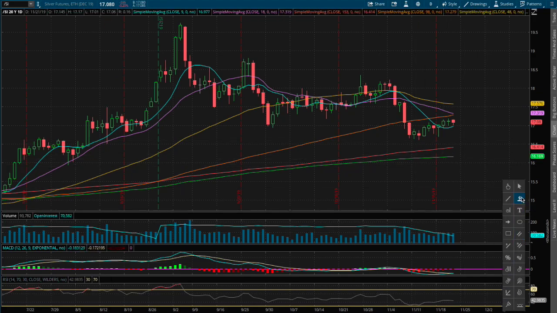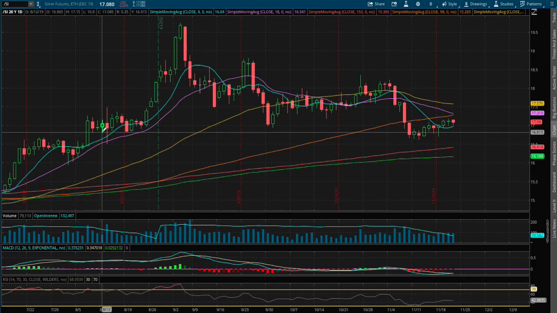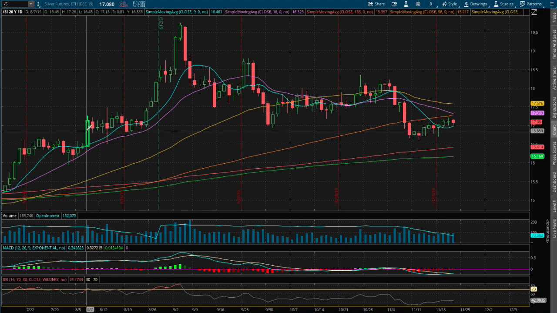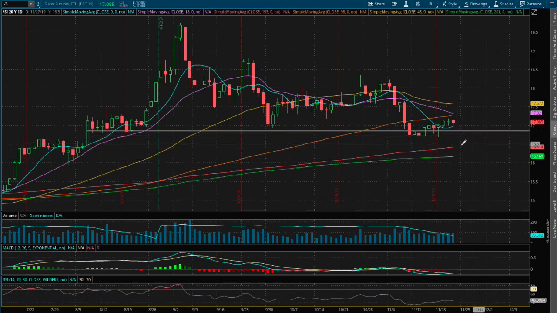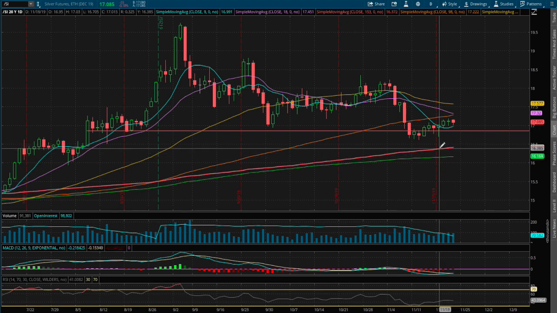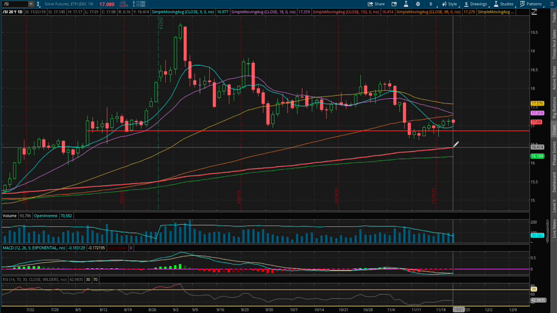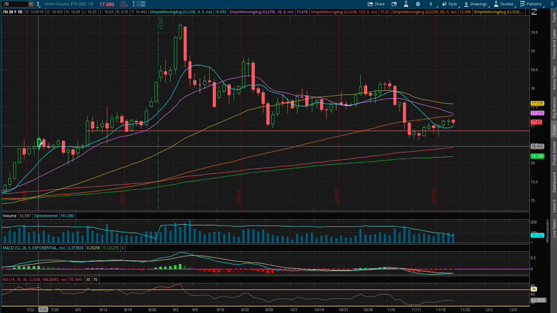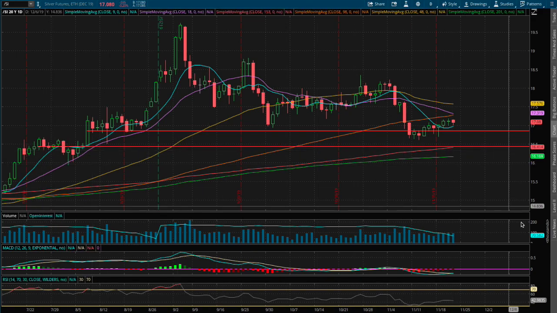So the support that I see we may head to, or the next support, will be around $16.85, and that is our immediate support. If that does fail, the next support will be the 150-day moving average, which is around $16.41. That is our backup support.